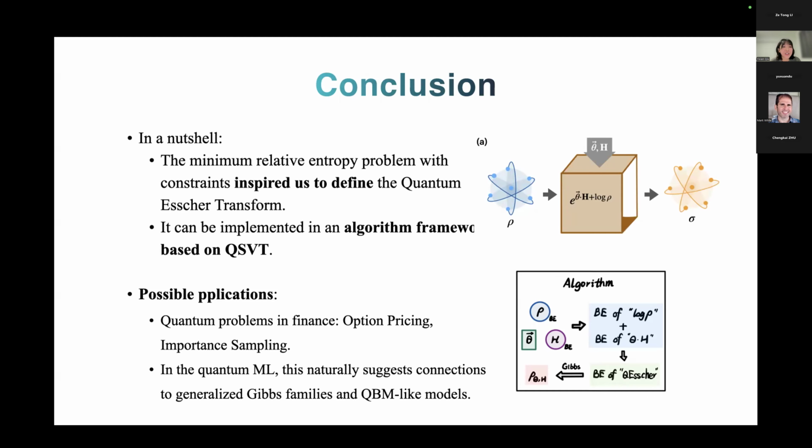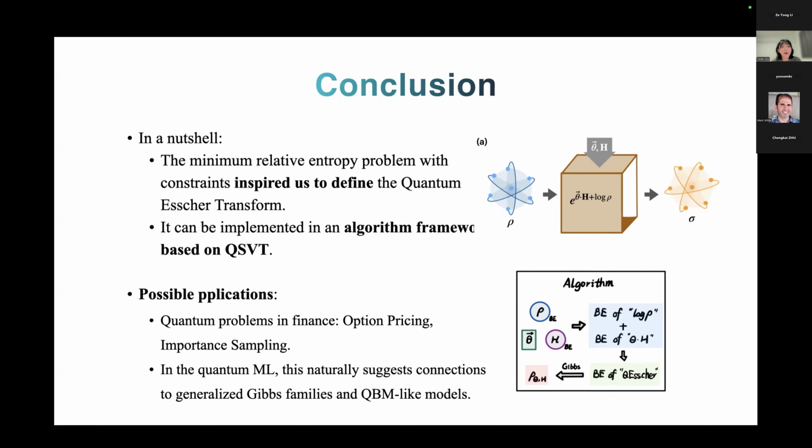So in short, our work solved the minimal relative entropy problem with constraints, including making sure the quantum state is valid, and also the expectation of the variables under the quantum state. This inspired us to define the quantum Esscher transform, but it is more general and gives broader parameters than the solution to this problem. And we also prove it can be implemented in the algorithm framework based on block encoding and QSVT.